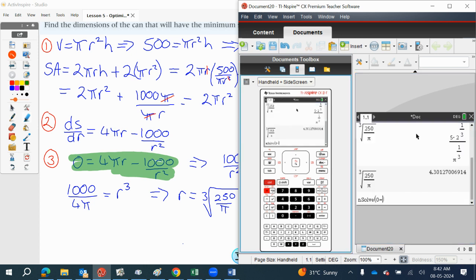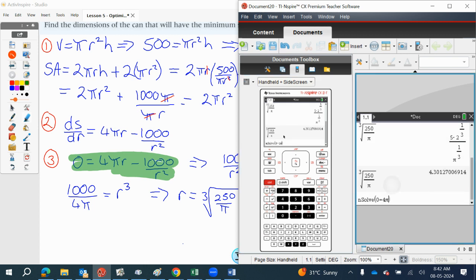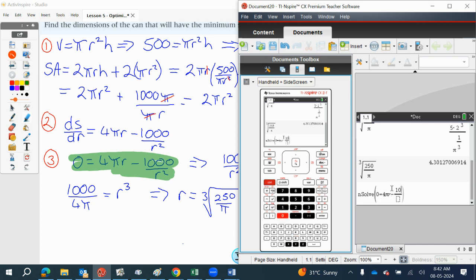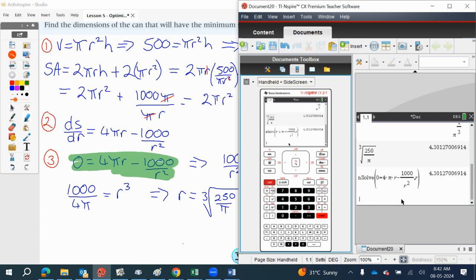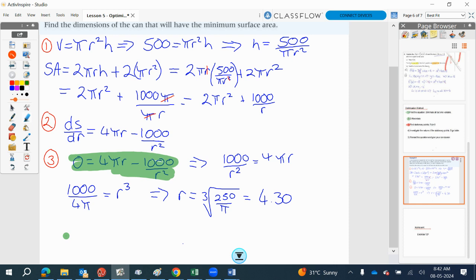0 is equal to 4 pi r minus 1000 over r squared. Solve for the letter r. Get your calculators in your hand. I'll go for one more trick.